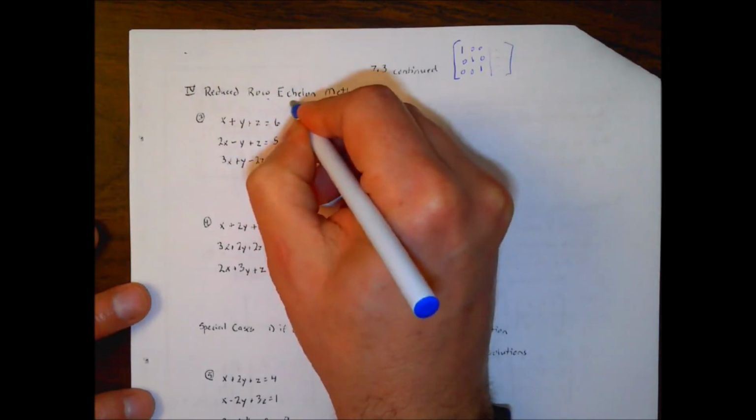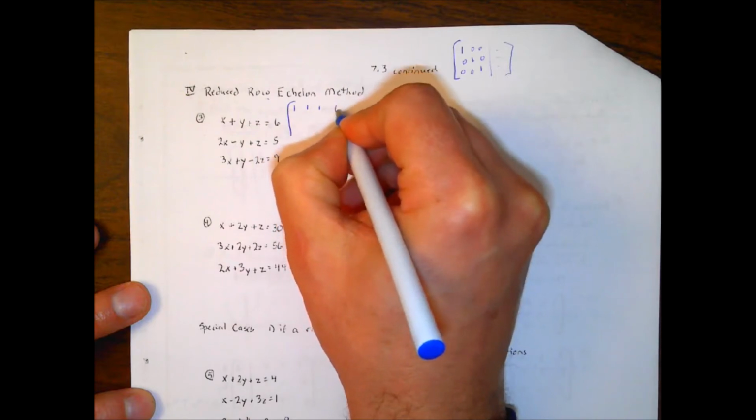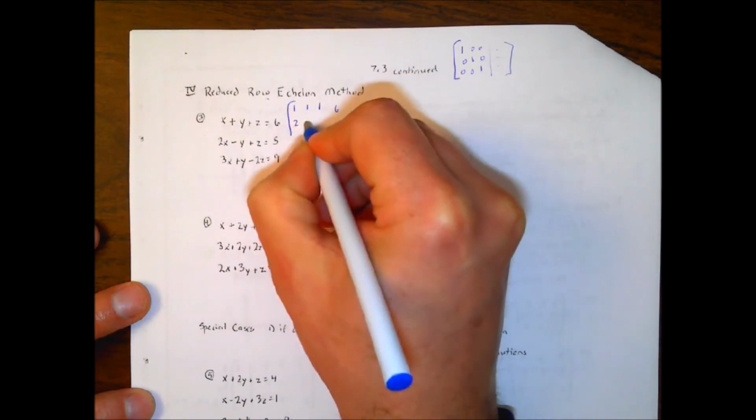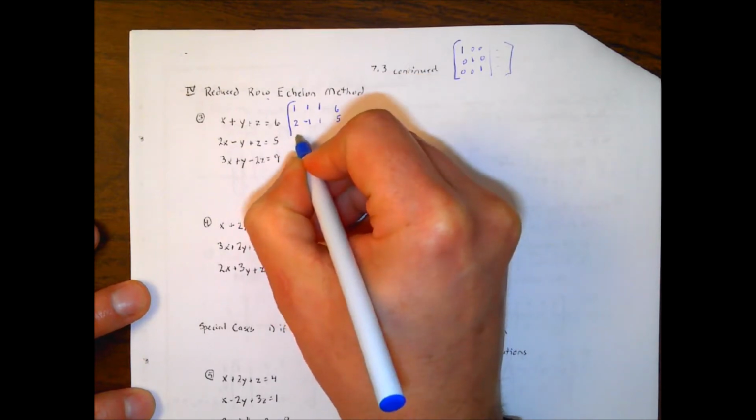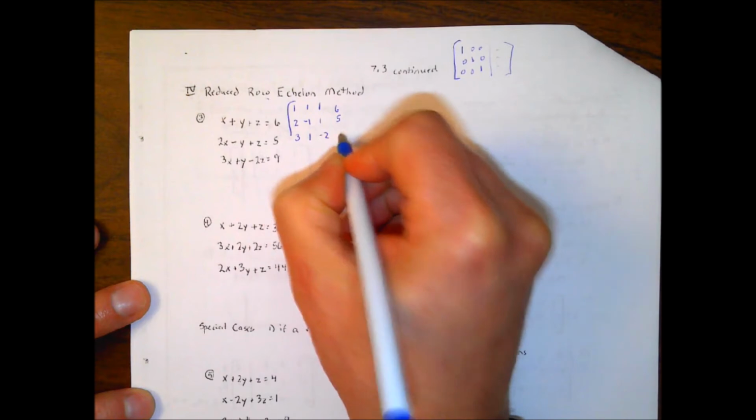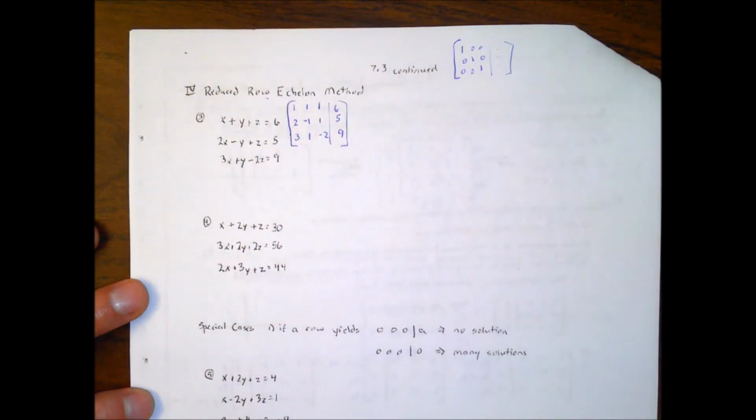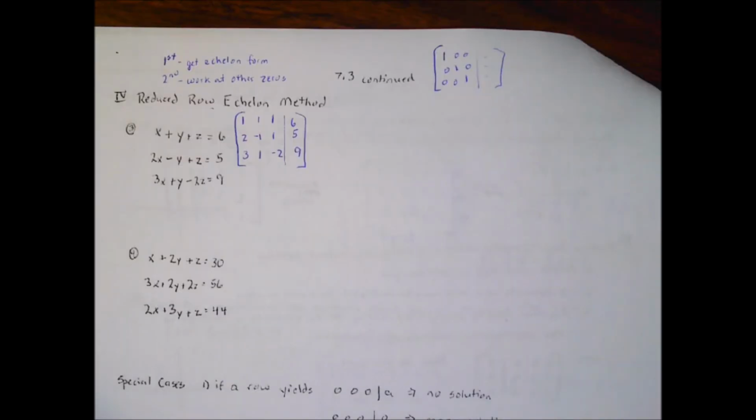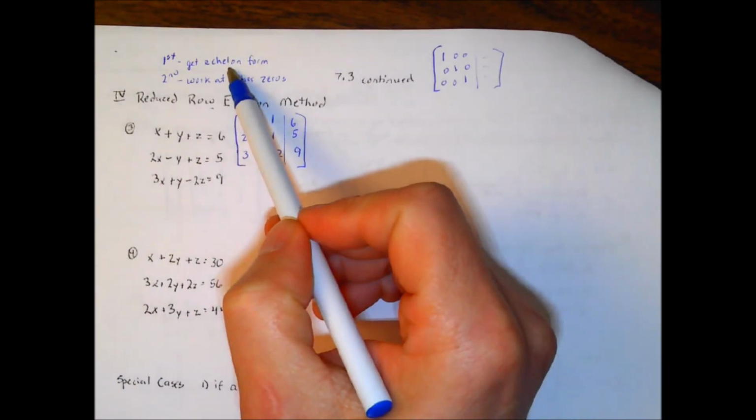Okay, so let's work at getting that done. So x plus y plus z equals 6. 2x minus 1y plus 1z equals 5. And 3x plus 1y minus 2z equals 9. Okay, so there's my augmented matrix to start with. So what I'm going to work on first is getting it into the echelon form, which we did before, and then we're going to work at the zeros above it after that.